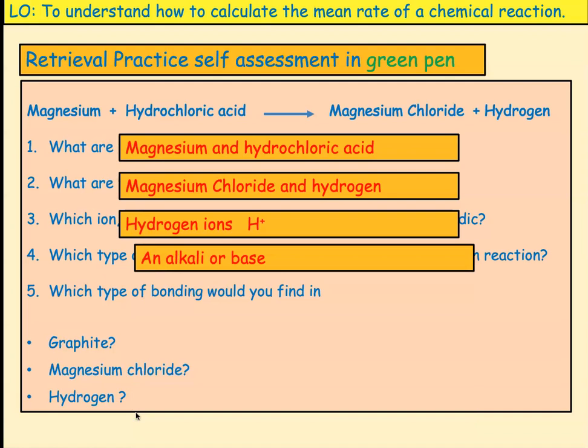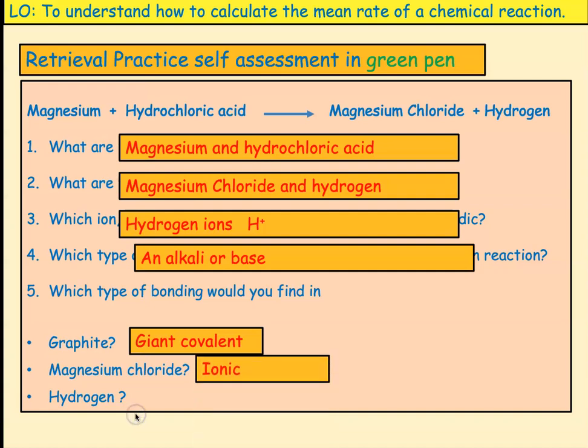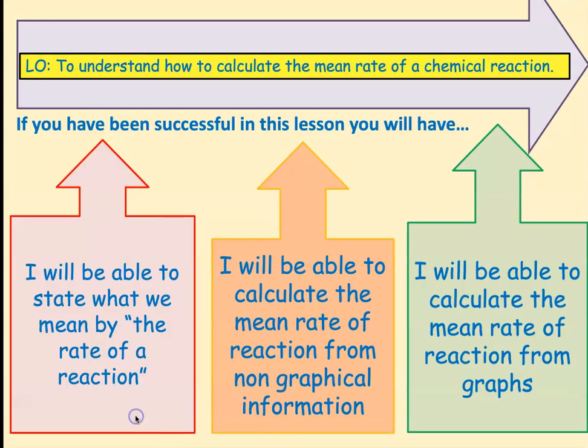And the type of substance that reacts with an acid in a neutralization reaction is an alkali or a base. The type of bonding you'd find in graphite is giant covalent. Covalent because it's a non-metal. It's reacting with itself and it's forming a very big structure. So it's a giant covalent structure. Magnesium chloride is a metal and a non-metal, so that is ionic. And hydrogen is small molecule, so it is simple covalent. Hopefully you were successful in that.